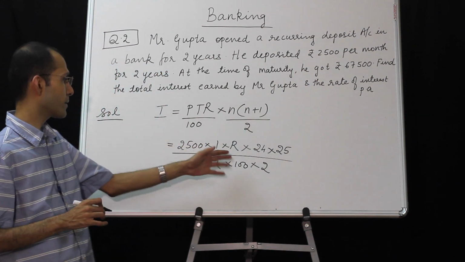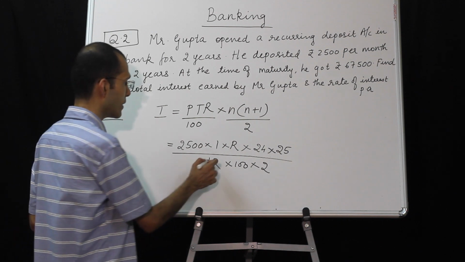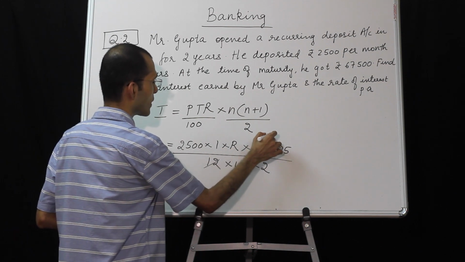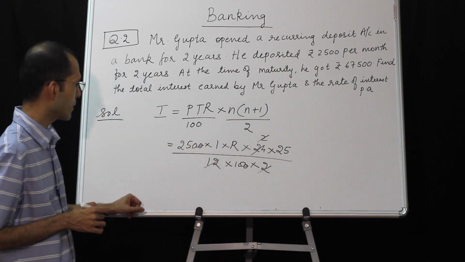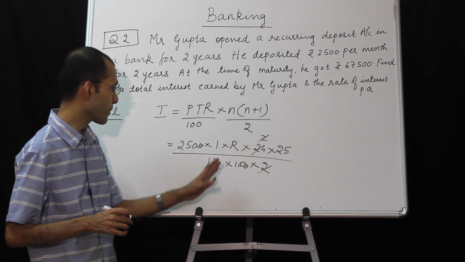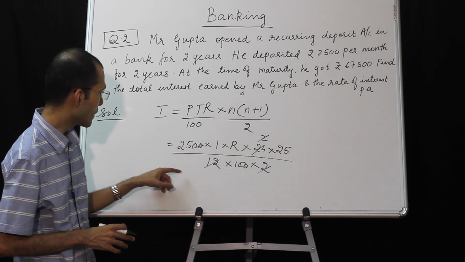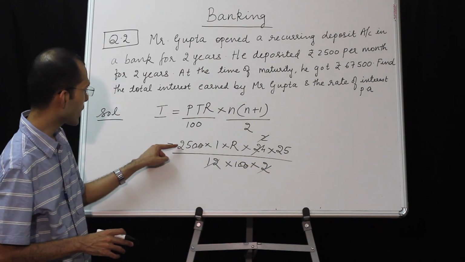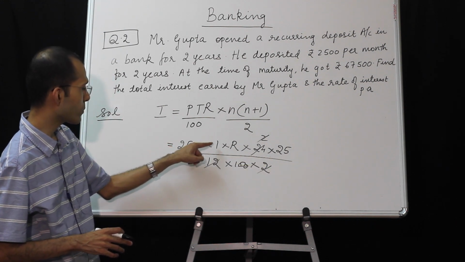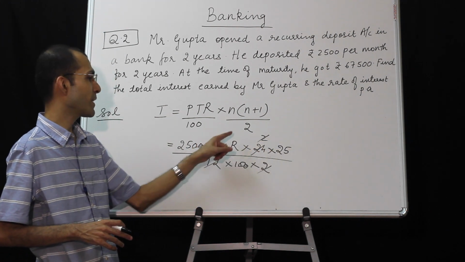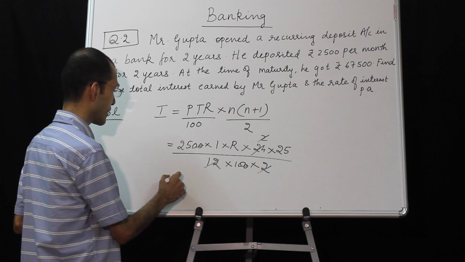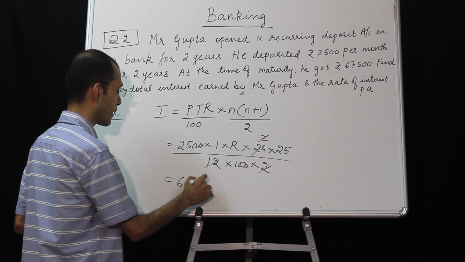Let us see what gets cancelled. 12 2s are 24, and 2 zeros will get cut here. So always check carefully if you have missed out anything. Now these are all cancelled. So we are left with 25 into 1, 25 into 25, that is 625 into R, that is 625 R.